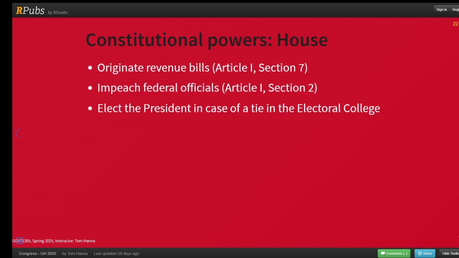They have the power to impeach federal officials, so that is to bring impeachment charges. All that impeachment is a list of charges. It's comparable to an indictment in a criminal case. And they have the power to elect the president in case of a tie in the Electoral College, and they do it on the basis of one vote per state. That has happened a couple of times.